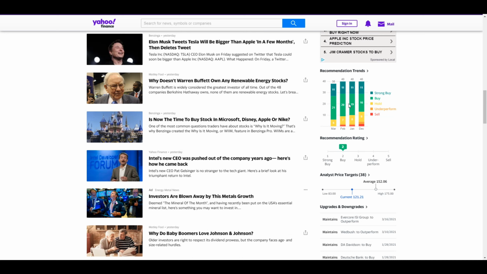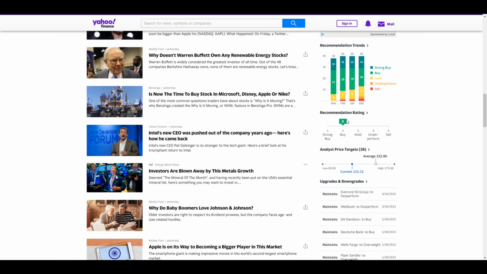So analysts come up with these opinions based off of where the stock is trading, and what the latest revenues and earnings have been. So they evaluate the company, they also evaluate the economy, and the price that it's trading at, and then they make an opinion or a conclusion on the company. You can see that on average, the recommendation rating is a buy, which is good.